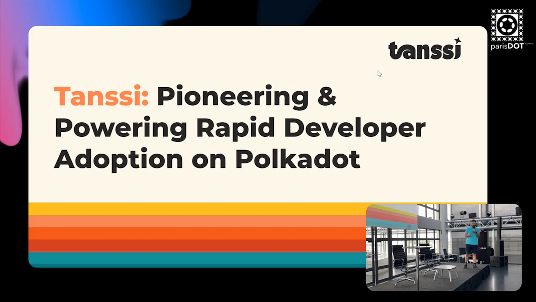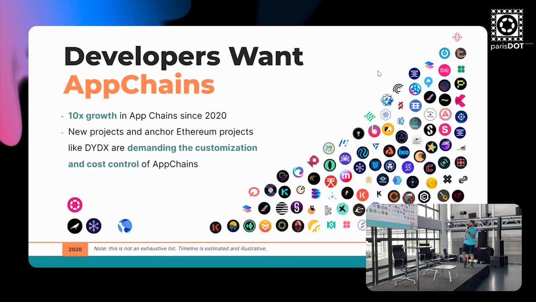And so Tanssi is trying to onboard a new set of blockchain technologies that will be powered by Polkadot, and these are called app chains. In the context of Tanssi, we'll name them container chains. But why do developers want app chains?